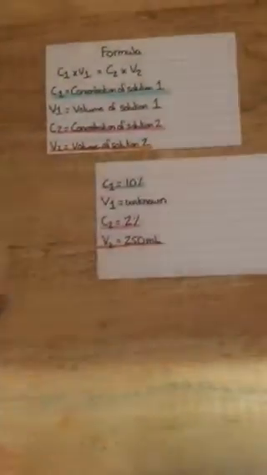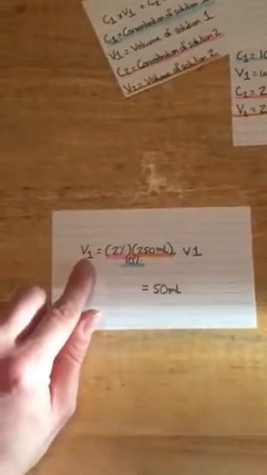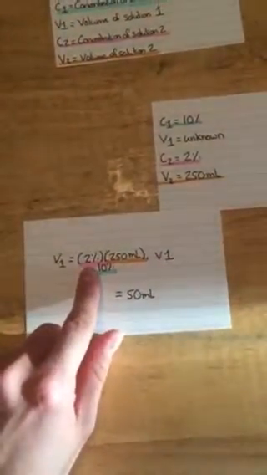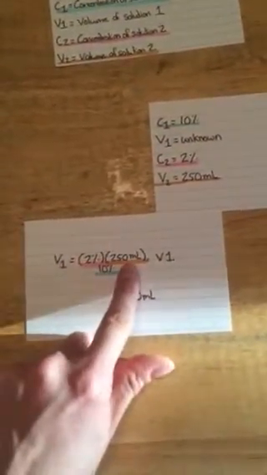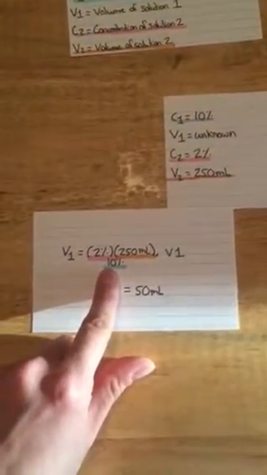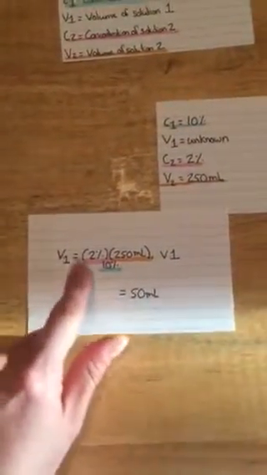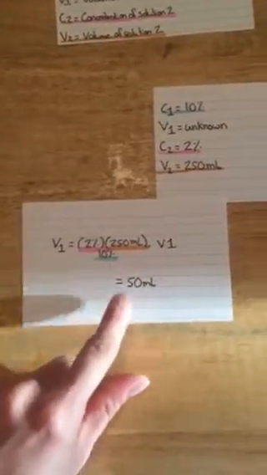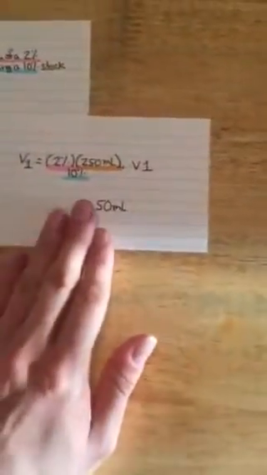So to put the formula into action, we know the V1 is what we're trying to figure out. Our 2% is going to be our C2. So we've got our C2 times our V2, which is 250. We're going to multiply those two and divide by 10% to get our V1, which is our unknown, what we're trying to figure out. So when we multiply our C2 times our V2 and divide by 10, we're going to get 50 milliliters. So 50 milliliters is our answer for that section.